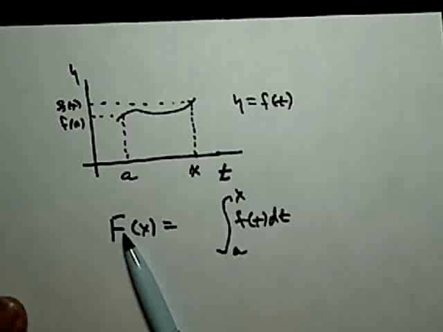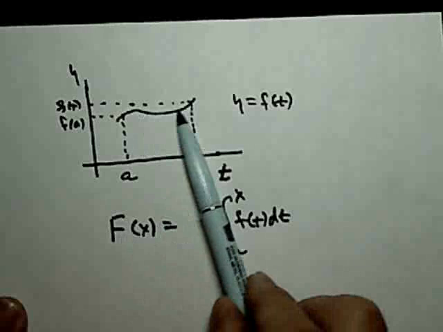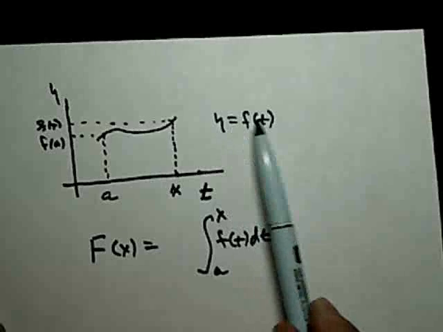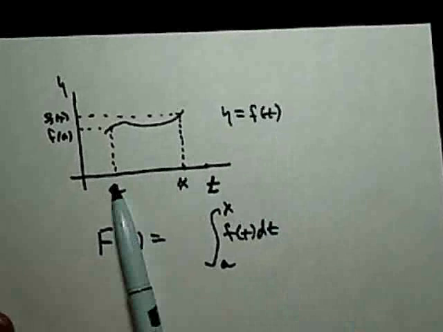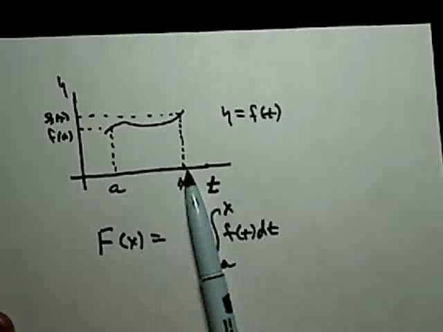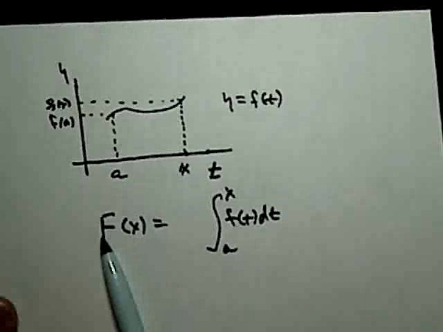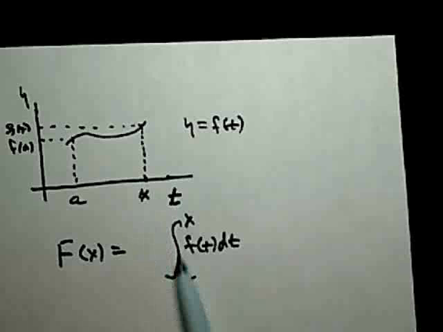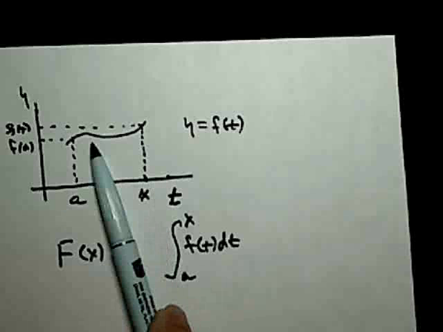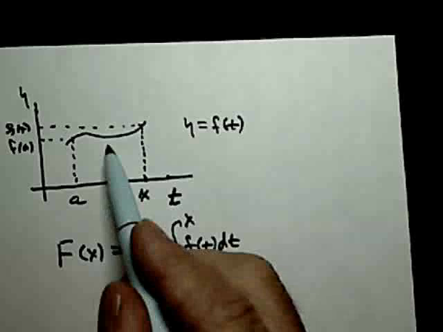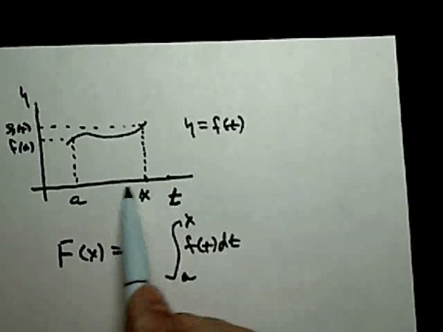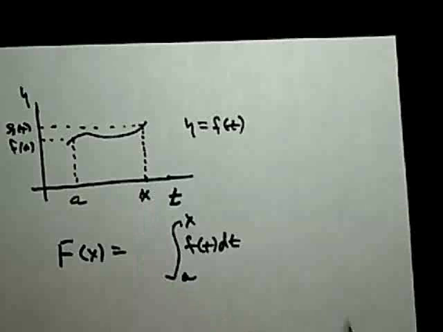All I'm saying here is, let's take a function, and if we call this the t-axis, it'll be a function called y equals f of t. And let's start at the point A and go over to the point X. Now we're defining a new function F of X to be the integral, or the area, from A to X under f of t. And if X changes, of course, then that capital F of X changes. This X is itself a sort of meta variable, if you want to call it that.